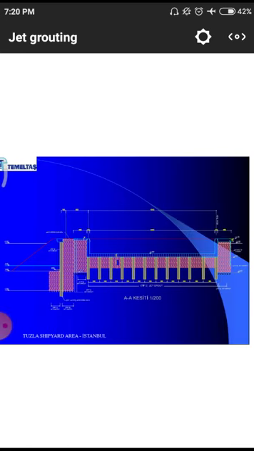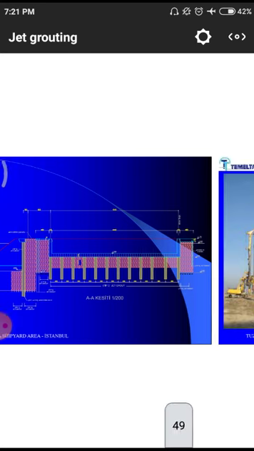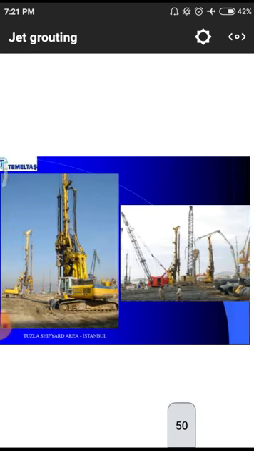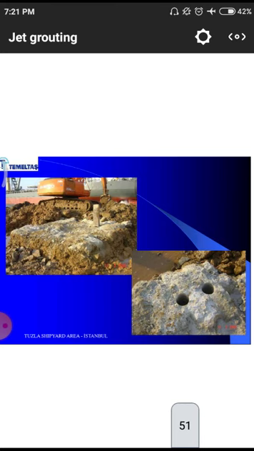This is also one of the examples of construction of jet grouted piles to the structure. We have to observe the holes they have drilled to the structure, and they are injecting this grouting material.